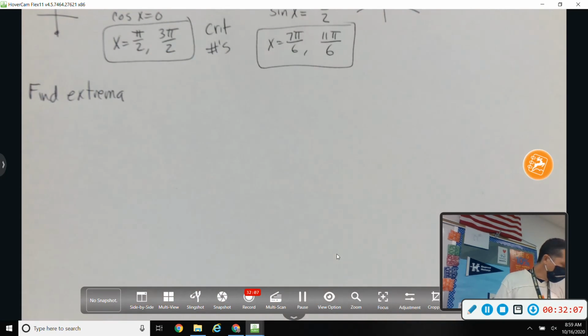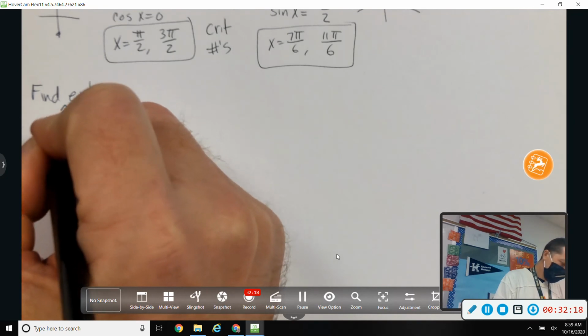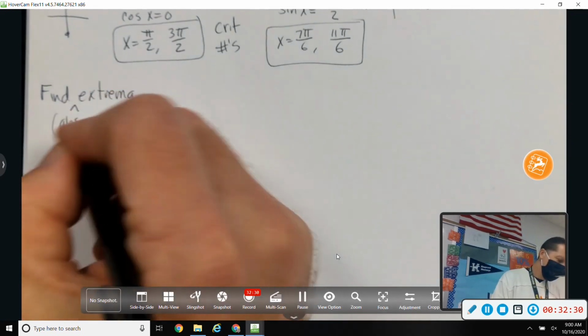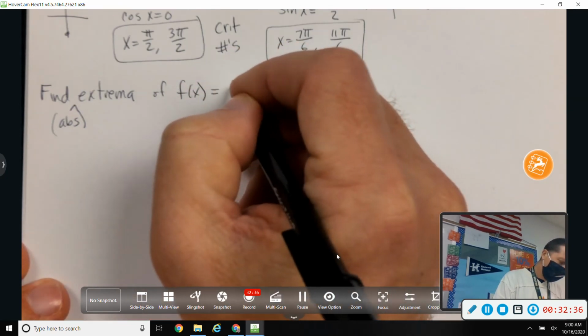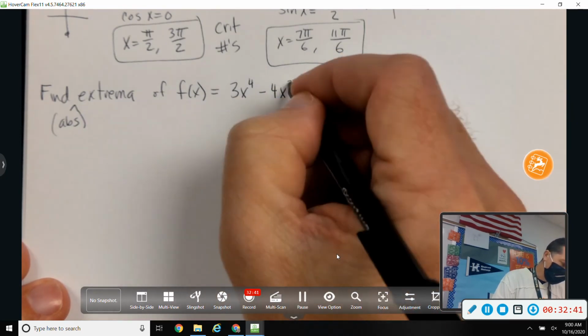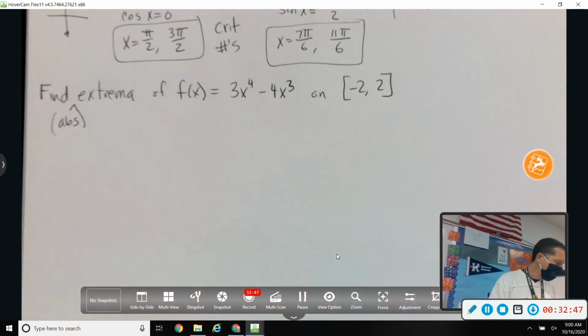Find the extrema, we'll say the absolute extrema. If it doesn't say absolute or relative, it means absolute. It needs to say relative if it means relative. So find the absolute extrema of f of x equals 3x to the fourth minus 4x cubed on negative 2 to 2.